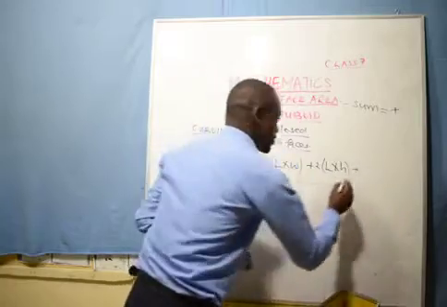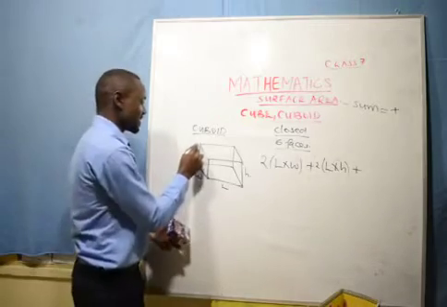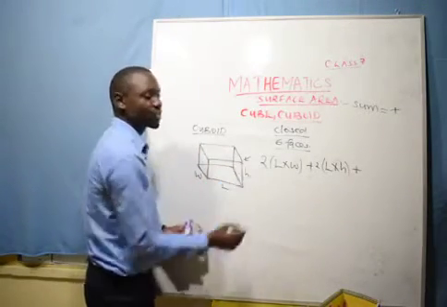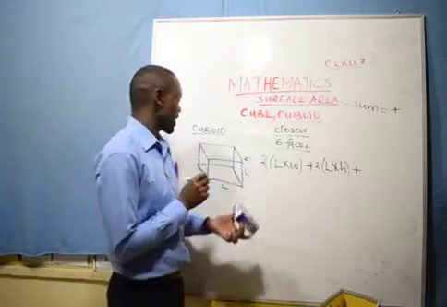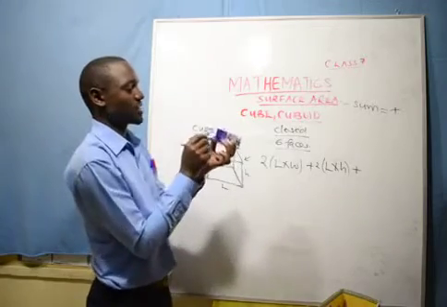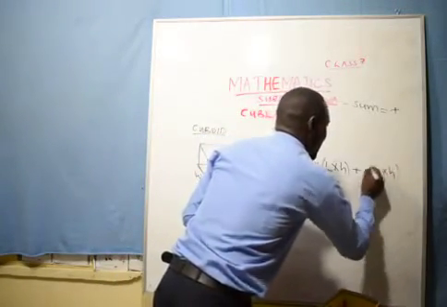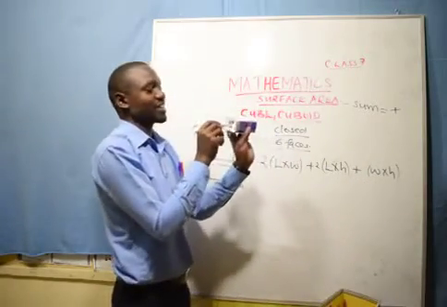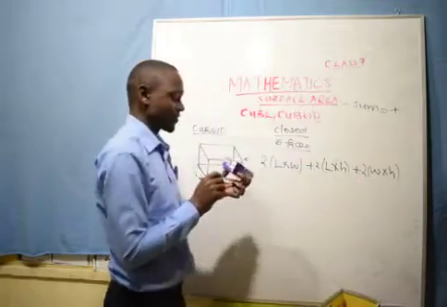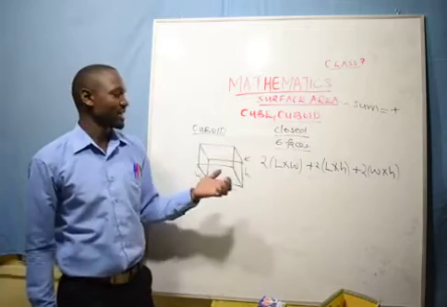We are not yet through. We go to the other face. These are the two smaller faces, this face on this side and the other face on the other side. How are we going to get the area of this face? This is width times height. And because they are two, this face and this other one behind, multiplied by 2.